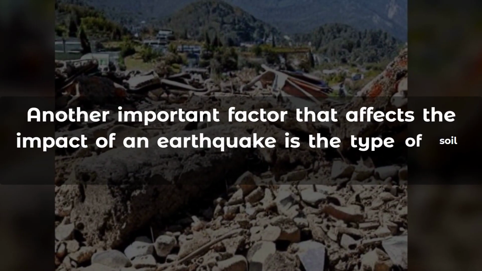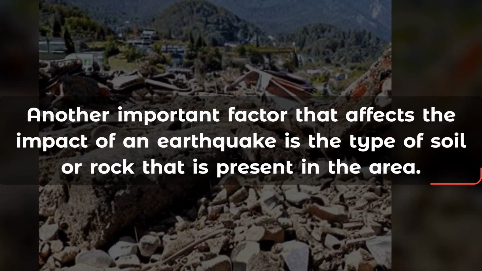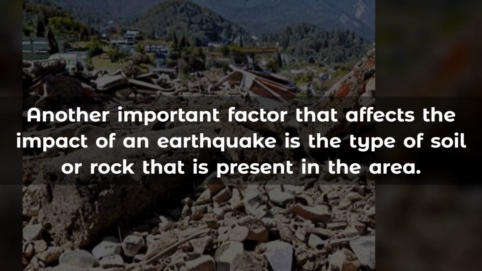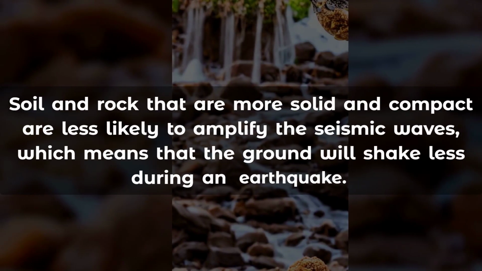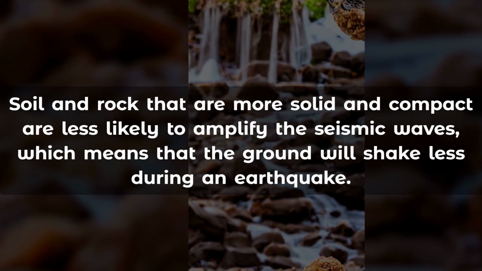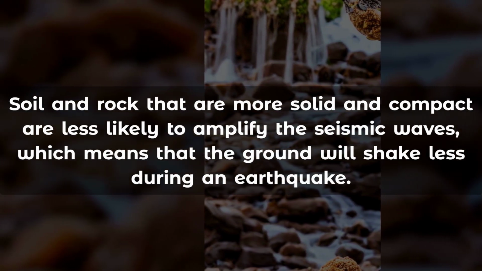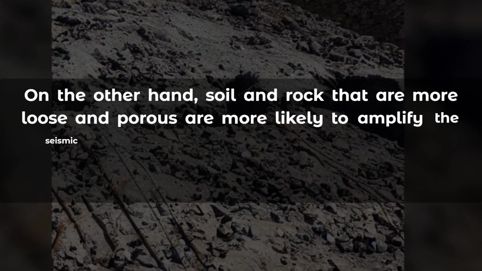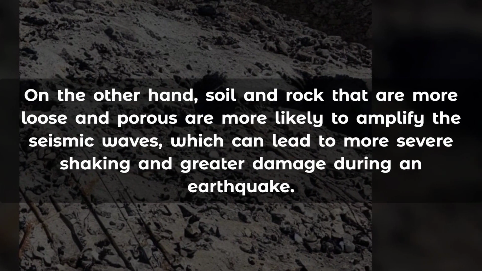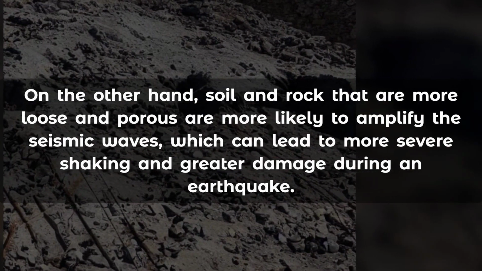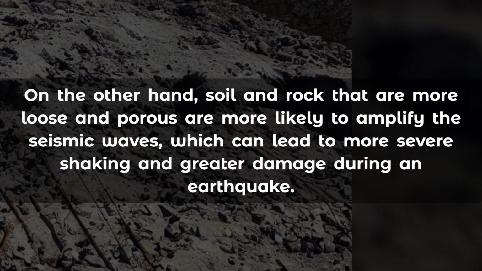Another important factor that affects the impact of an earthquake is the type of soil or rock that is present in the area. Soil and rock that are more solid and compact are less likely to amplify the seismic waves, which means that the ground will shake less during an earthquake. On the other hand, soil and rock that are more loose and porous are more likely to amplify the seismic waves, which can lead to more severe shaking and greater damage during an earthquake.